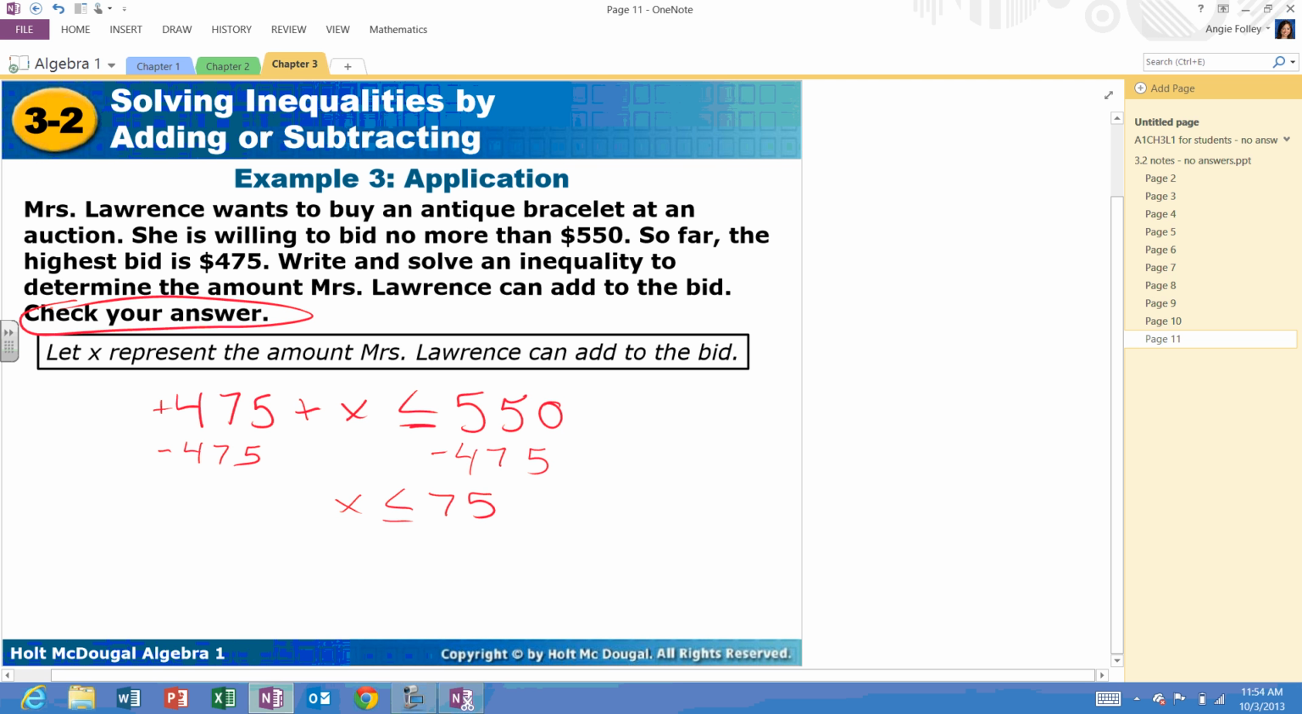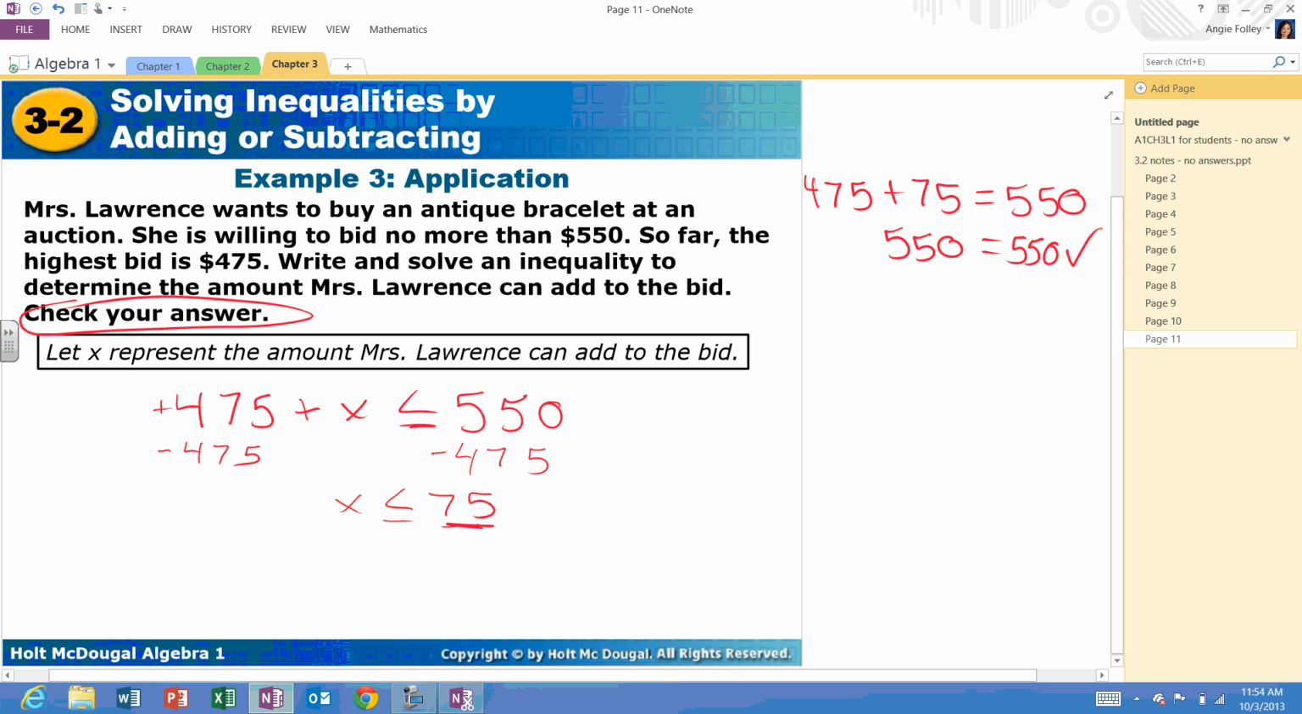So here's what we can do. To check the endpoint, you take the endpoint, what you solved for, and you plug it back into the original inequality. So 475 plus 75, and we use an equal sign now, 550. Well, if we add 475 plus 75, that will come out to 550, which is indeed equal to the other side. So we know our endpoint's good.